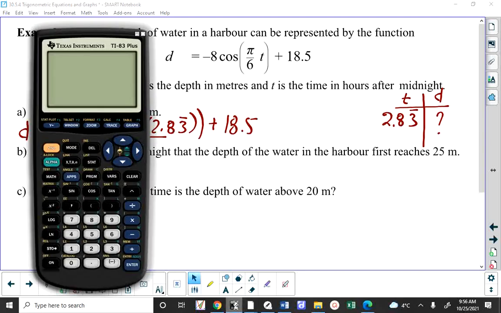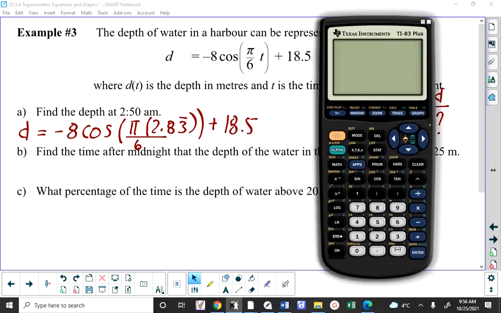Go ahead and calculate that for me. You need to be in radian mode, because there's no degree symbol. That whole pi times the 2.83 repeating over 6, the order in which you start multiplying doesn't matter. Close the brackets, plus 18.5. You're getting 17.8? Okay. But the answer is 17.8. We didn't have to do that.